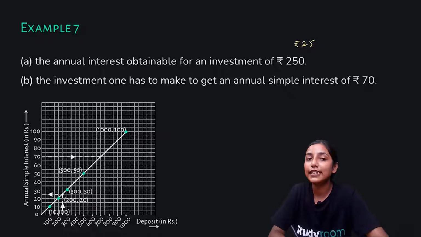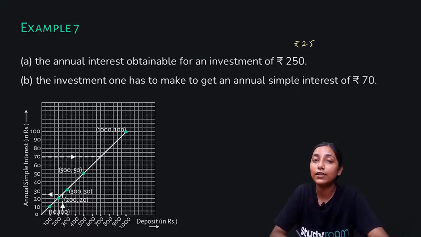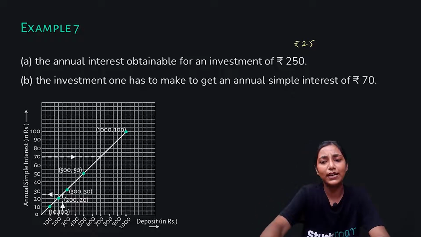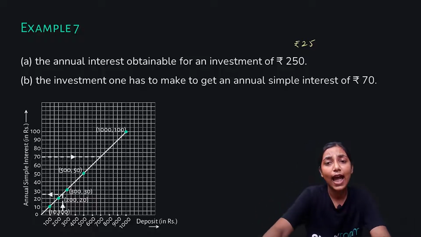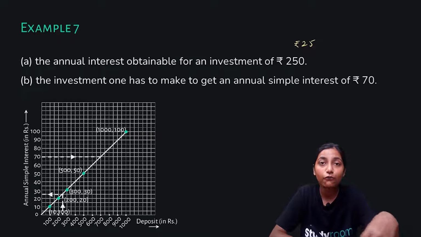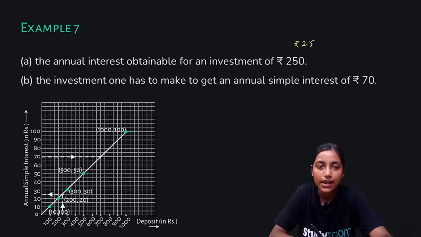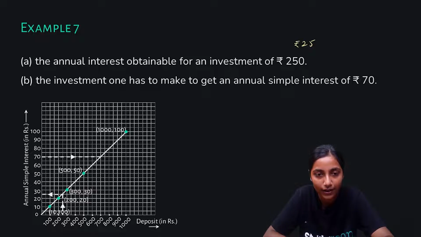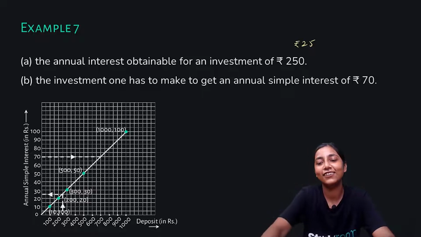And further, for the second part, you need to find the investment one has to make to get an annual simple interest of rupees 70. So it is vice versa. Now you are given the annual simple interest of rupees 70. That is, you are going to find the 70 value on your y-axis now. So 70 is here. If you go to the right side, you reach the graph here, and which x coordinate is represented by this point? So you go down here and you get 700 on the x-axis.